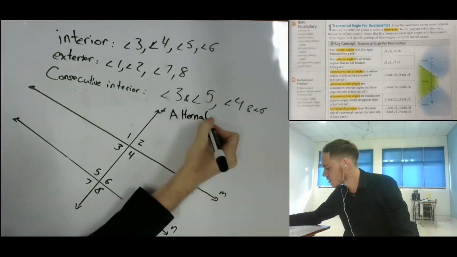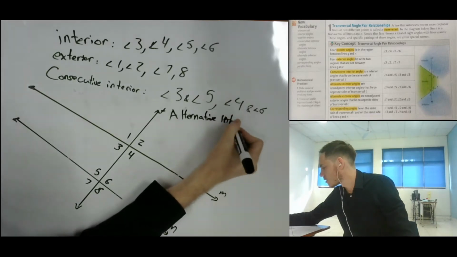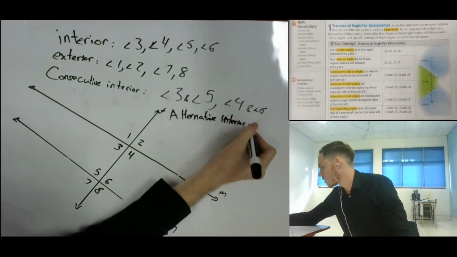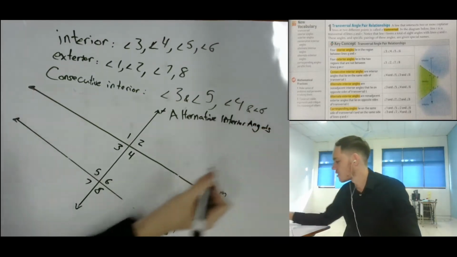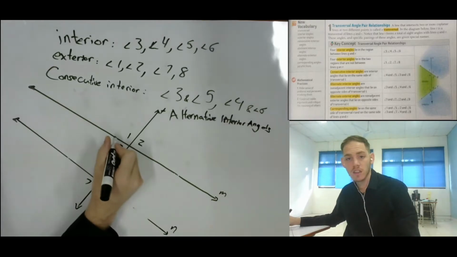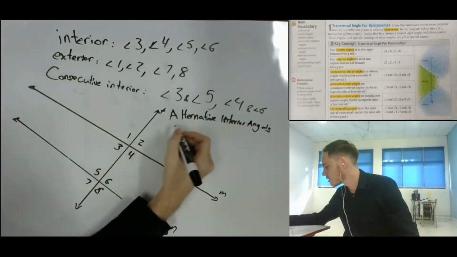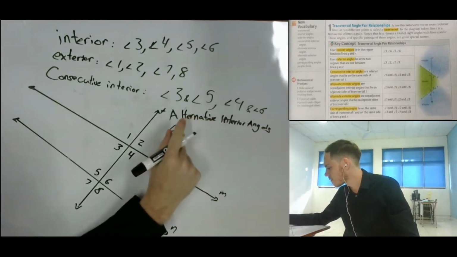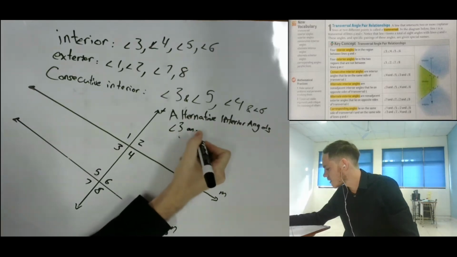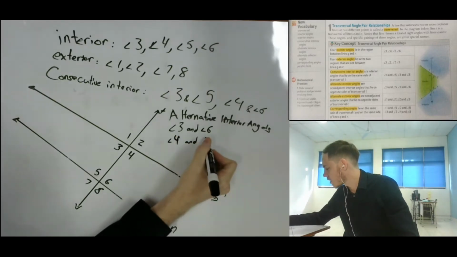What about alternate interior angles? These are going to be the angles that are alternating on the inside. So 3 and 6 here, and 4 and 5.